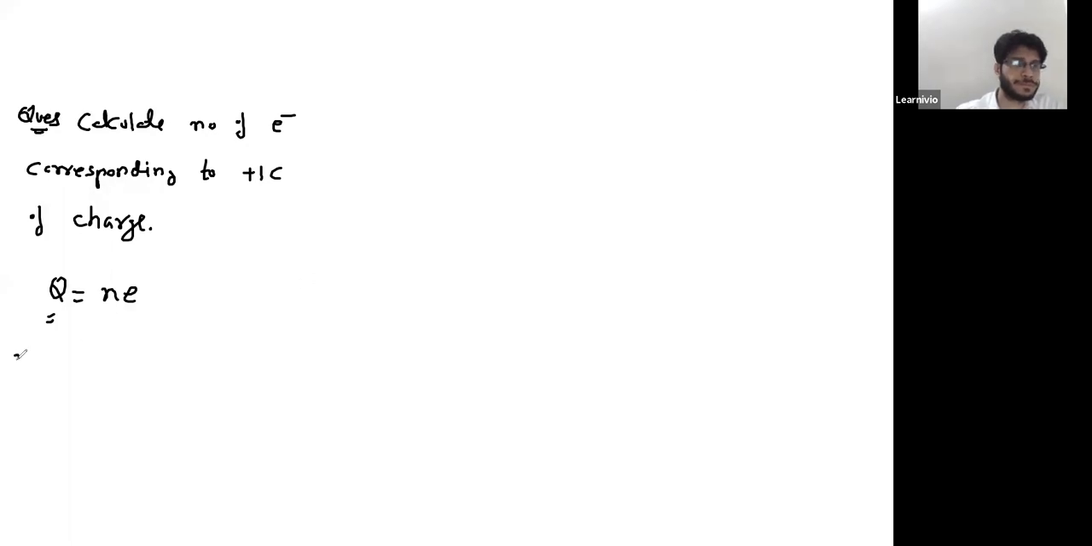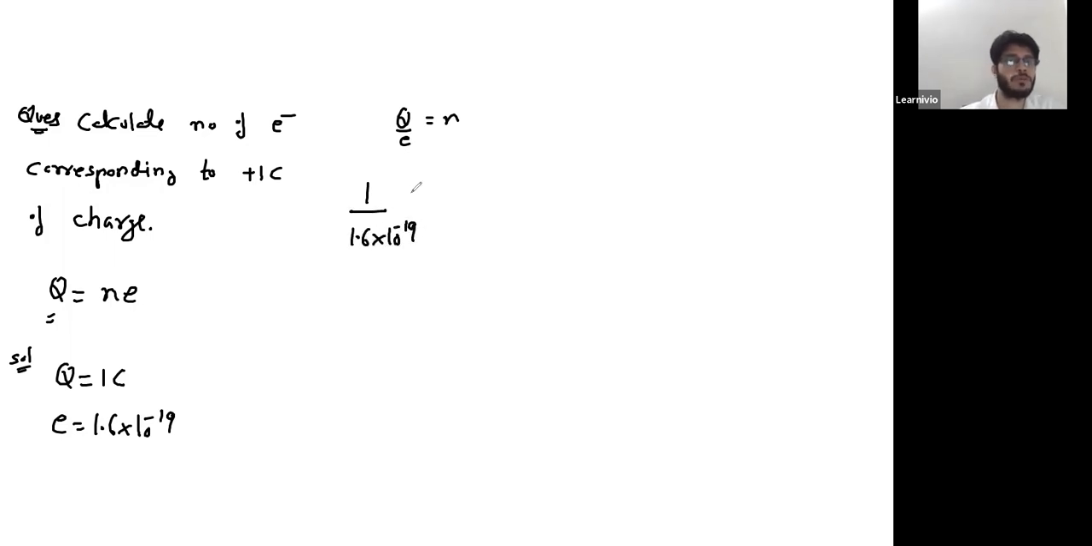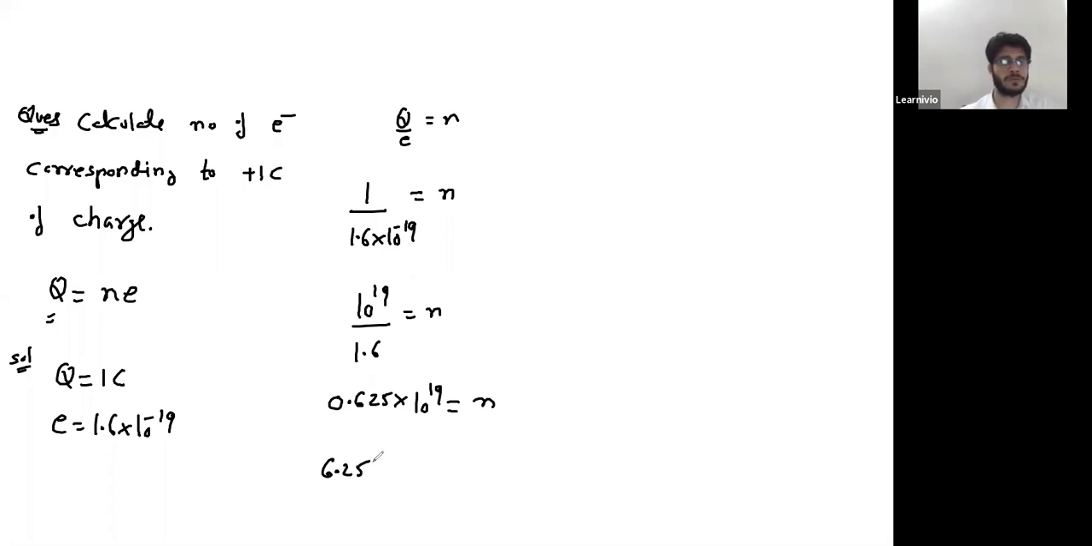Q is 1, right? e is 1.6 into 10 raised to the power minus 19. So n is Q by e, which is 1 divided by 1.6 into 10 raised to the power minus 19. Take the 10 raised to the power minus 19 to the numerator. So this is 10 raised to the power 19 by 1.6. 1 by 1.6 is 0.625, into 10 raised to the power 19. So that's 6.25 into 10 raised to the power 19. So 1 coulomb of charge has this many electrons.